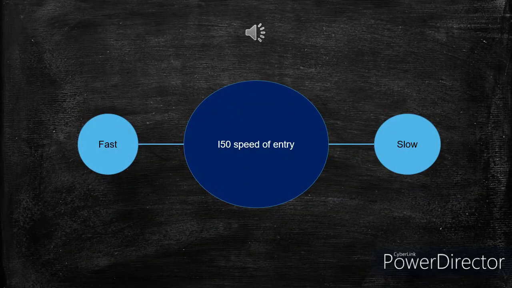Inside 50, speed of entry. Fast entry is when less than 8 seconds have elapsed once Fremantle gains possession of the ball or crosses the halfway line prior to an inside 50. Slow entry is when 8 or more seconds elapse once Fremantle gain possession of the ball or crosses the halfway line prior to the inside 50.